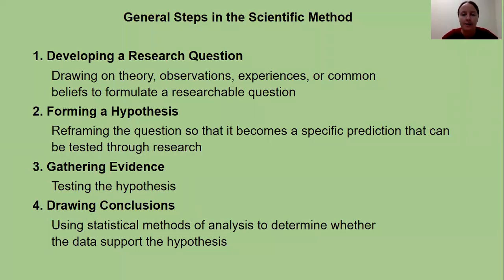Psychology is a scientific discipline that relies on the scientific method in order to address questions about behavior, thinking, and emotion. In this video, I'm just going to summarize some of the general steps that are involved in the scientific method. We use them in psychology, and they're used in pretty much any other scientific discipline.